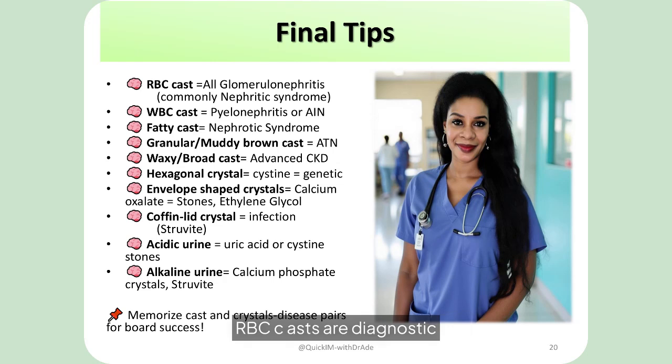RBC casts are diagnostic of glomerulonephritis, especially in nephritic syndromes. WBC casts are linked to pyelonephritis or acute interstitial nephritis, indicating intrarenal inflammation or infection. Fatty casts, especially those with a Maltese cross appearance under polarized light, are pathognomonic for nephrotic syndrome, reflecting significant proteinuria and lipiduria. Granular or muddy brown casts signify acute tubular necrosis, whether ischemic or toxic in origin, and are among the most specific urinary findings for this condition.